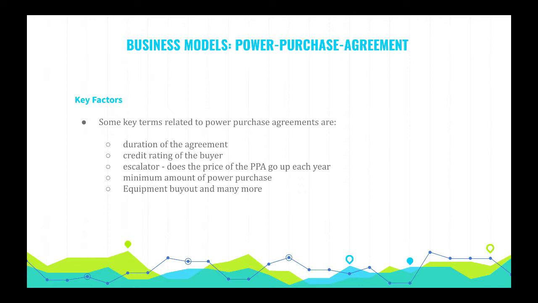And also the minimum amount of power purchase. So how much do I have to purchase as a business? And also, maybe in 5 years I'd like to buy the solar panels that are on top of my roof. So what do I have to do to buy myself out of this power purchase agreement and own the equipment? So these are some considerations of power purchase agreements that we have to think about.